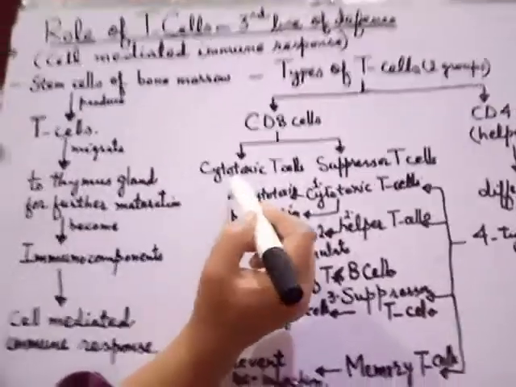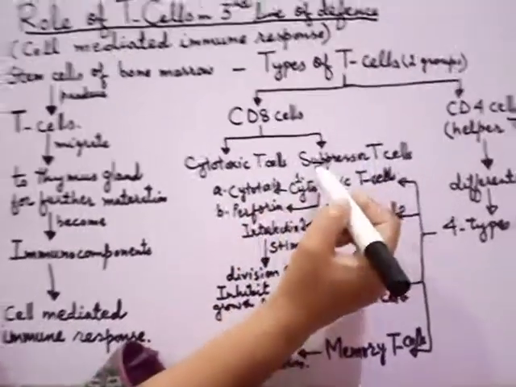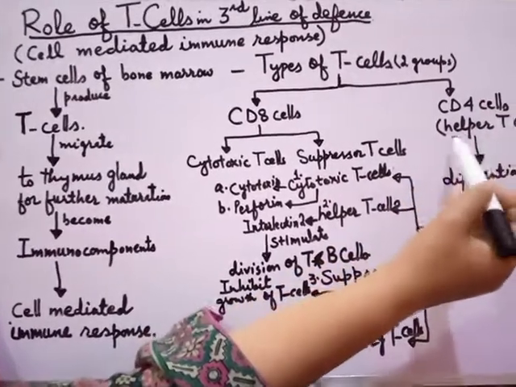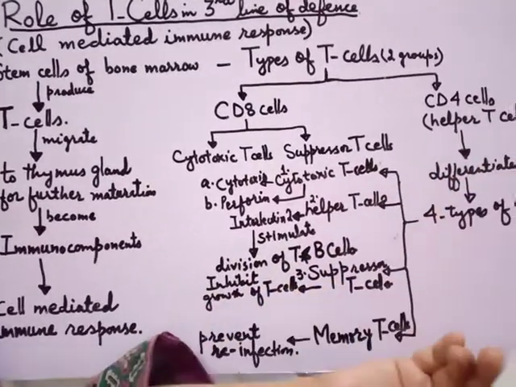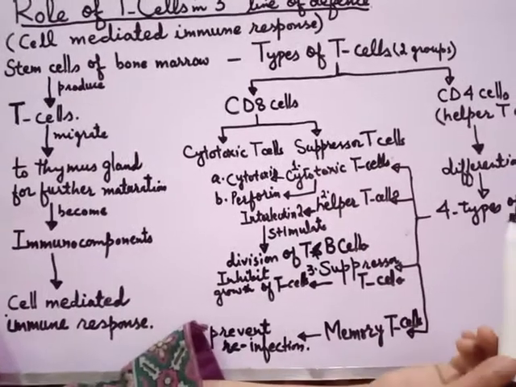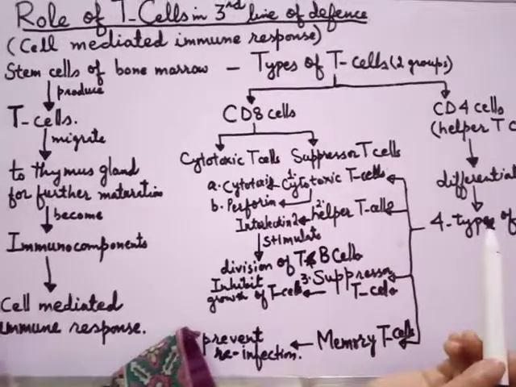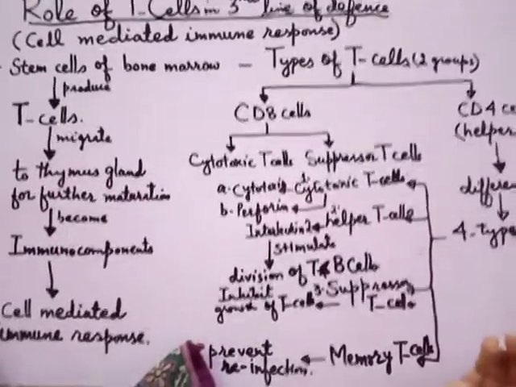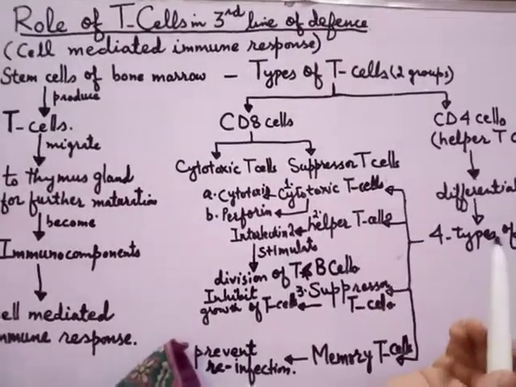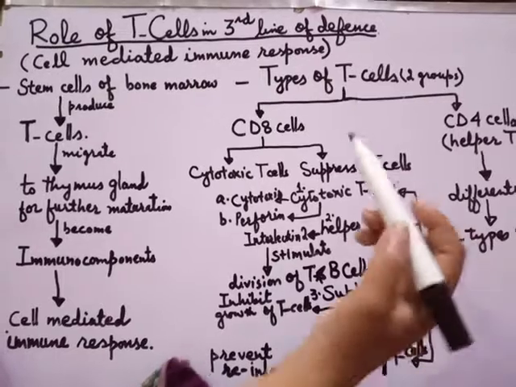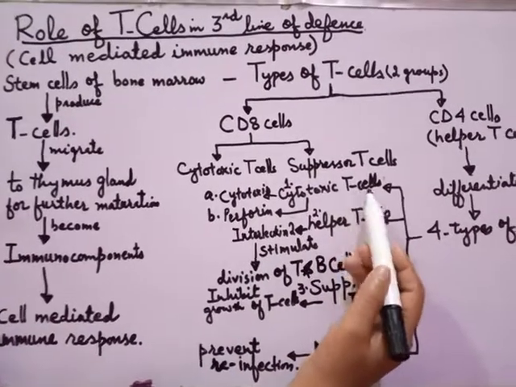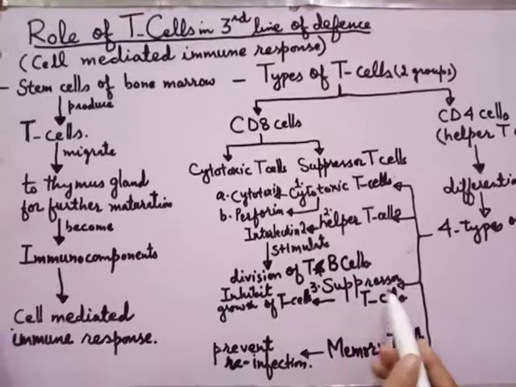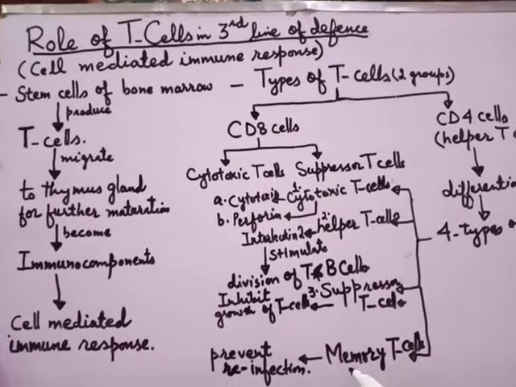Now CD8 cells are of two kinds: one, cytotoxic T cells, and the other one, suppressor T cells, while CD4 cells are also called what? Helper T cells. Students, when helper T cells get activated, they get differentiated into four types of cells, which are number one, cytotoxic T cells, number two, helper T cells, number three, suppressor T cells, and number four, memory T cells.